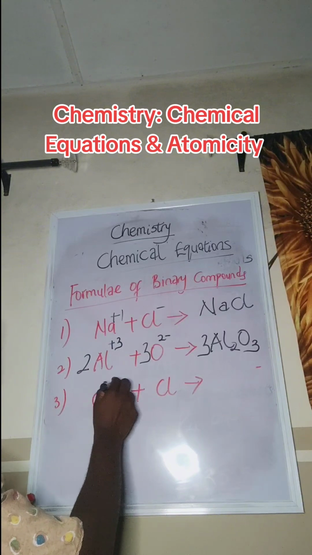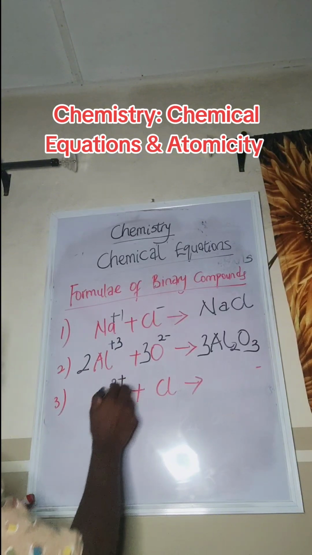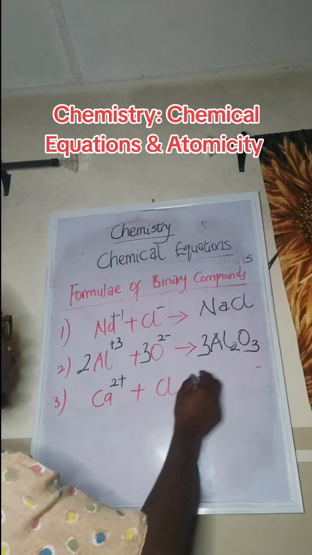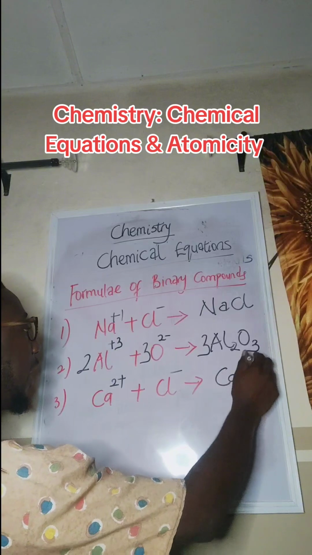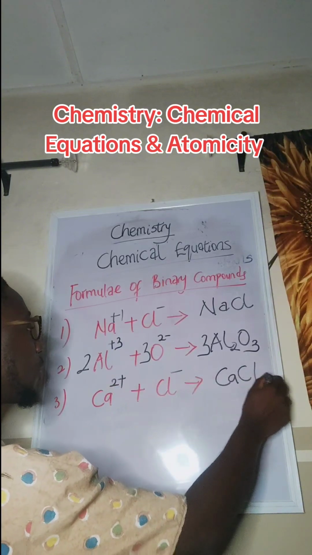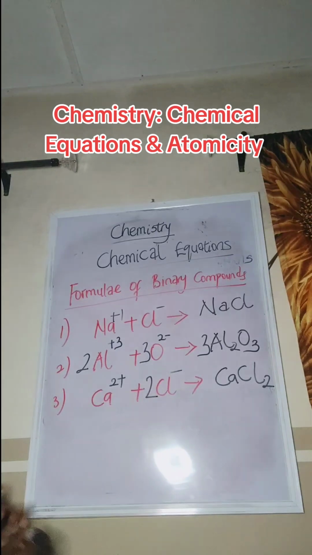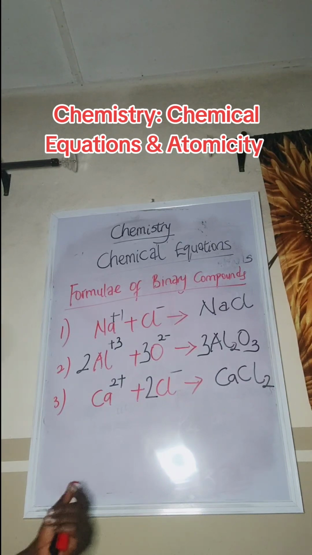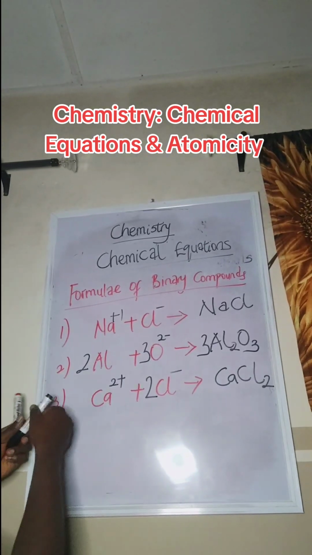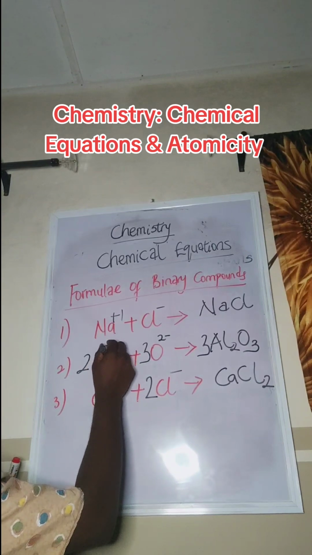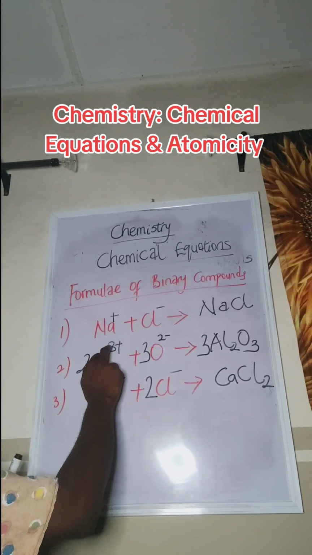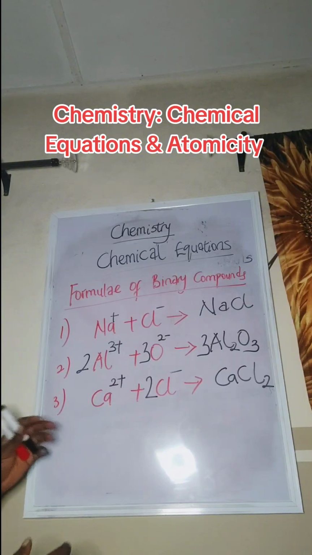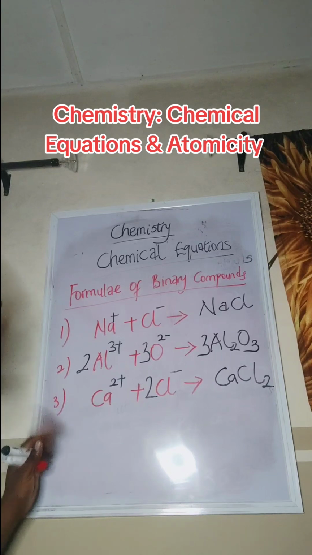Then we have calcium and chlorine. Calcium is +2, then chlorine is -1. So we have CaCl, then this 2 comes here, we have CaCl2. So you can balance it. This is balanced. So these are examples of formulae of binary compounds. Aluminium is better written as 3+, you can just remove the 1 here. So we have 3+ and 2+. These are some of the examples of what we discussed.